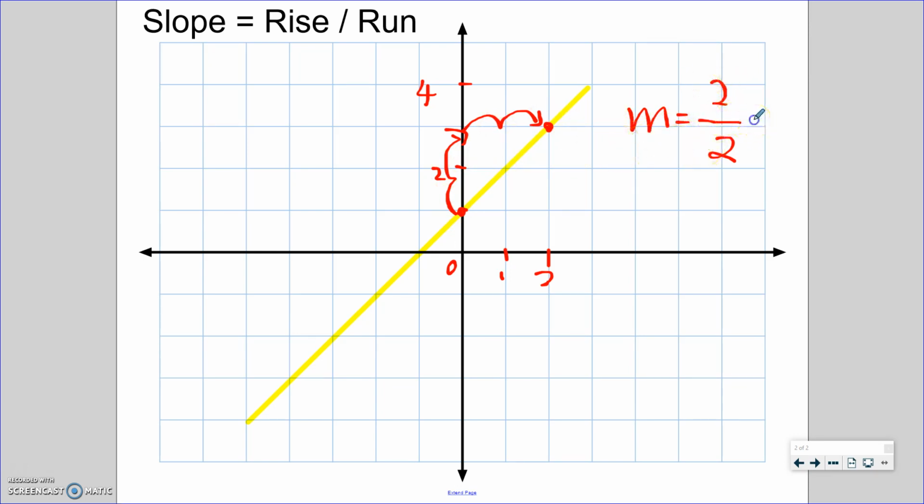So you can always simplify that. 2 divided by 2 is 1. So the slope itself is just going to be 1. Okay, it's just going to be 1. So rise over run is a really useful graphic way to look at it: how far you go up, how far you go to the right.